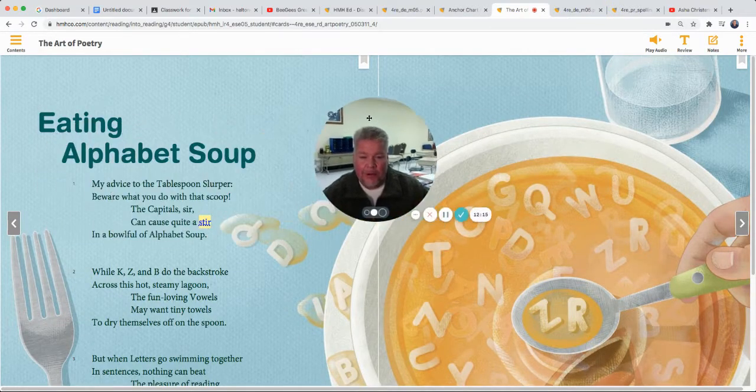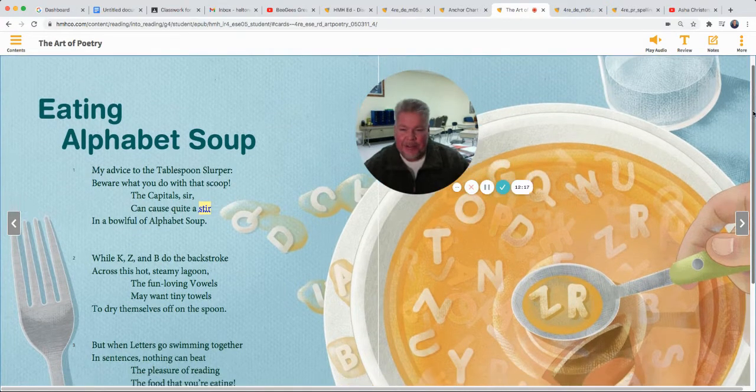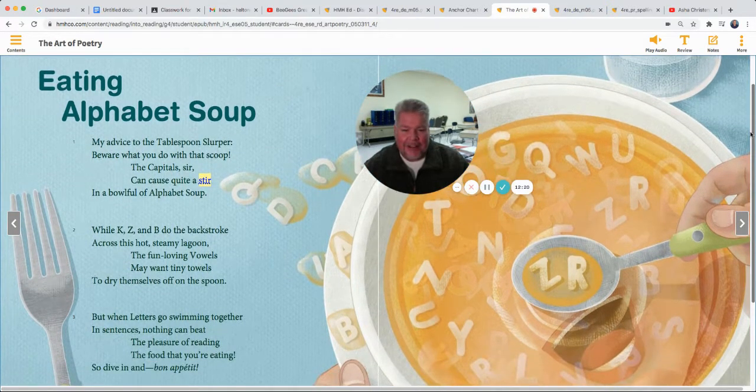All right, this poem. We've got a lot of visualization in this poem. It's called Eating Alphabet Soup. And the words in this poem make me taste that alphabet soup, that warm broth, and those soft noodles that are shaped like letters in it. Can you visualize that? Eating alphabet soup. My advice to the tablespoon slurper. Beware what you do with that scoop. The capitals, sir, can cause quite a stir in a bowlful of alphabet soup.